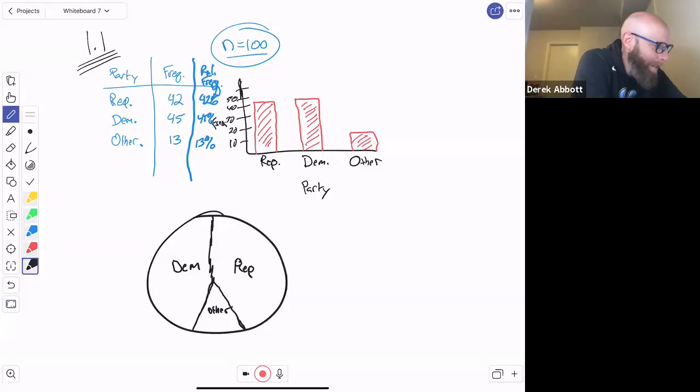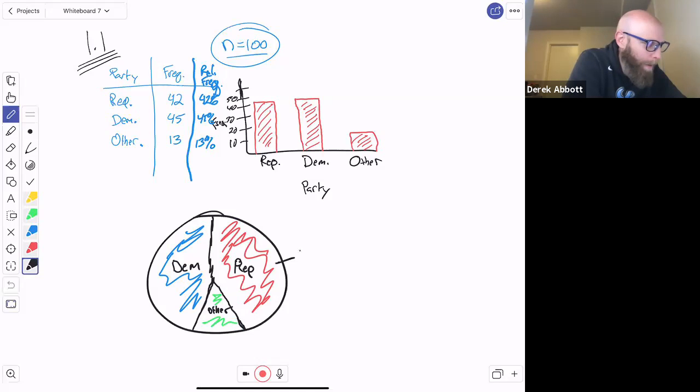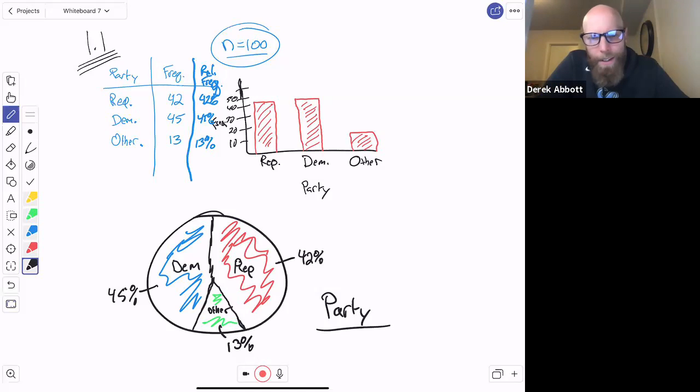Right, a lot of times these things have to get colored in with different colors, so they would look like this. All right, I color it in a little bit. Sometimes they even put the numbers on there. So we do 42%, Democrat would be 45%, other would be 13%, and then we would say something like party affiliation, whatever it might be.